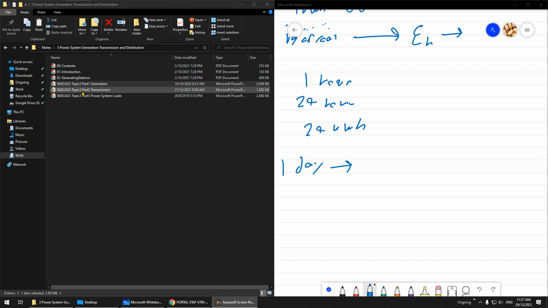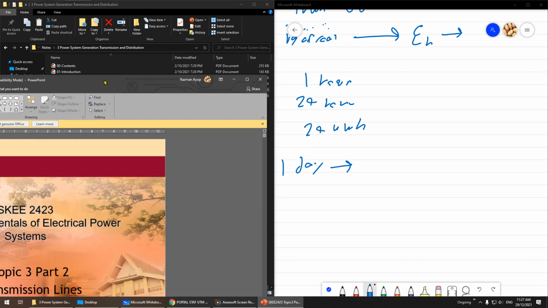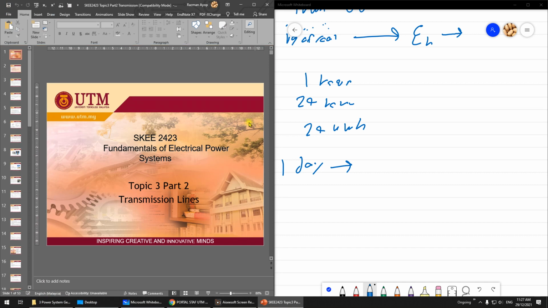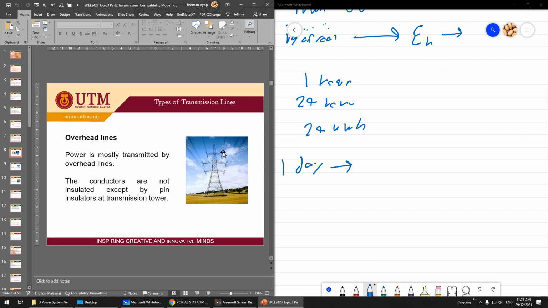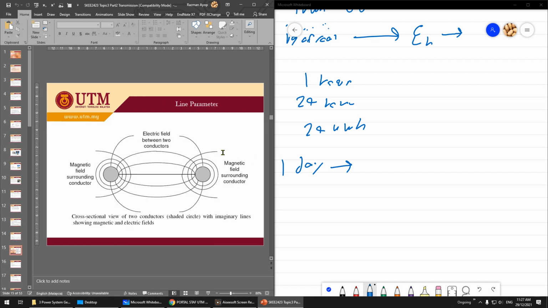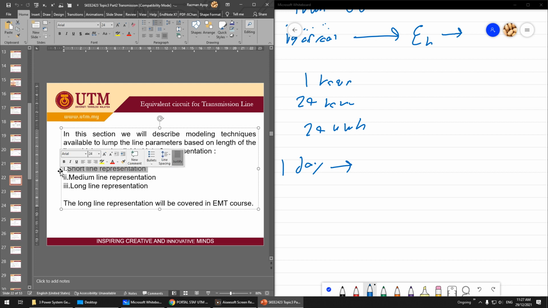Okay, now for the second part is the transmission. So for the transmission, you can recall back, you have short line, medium line, and long line. So for test 2, I suggest you focus on the short line. Try to focus on the short line.